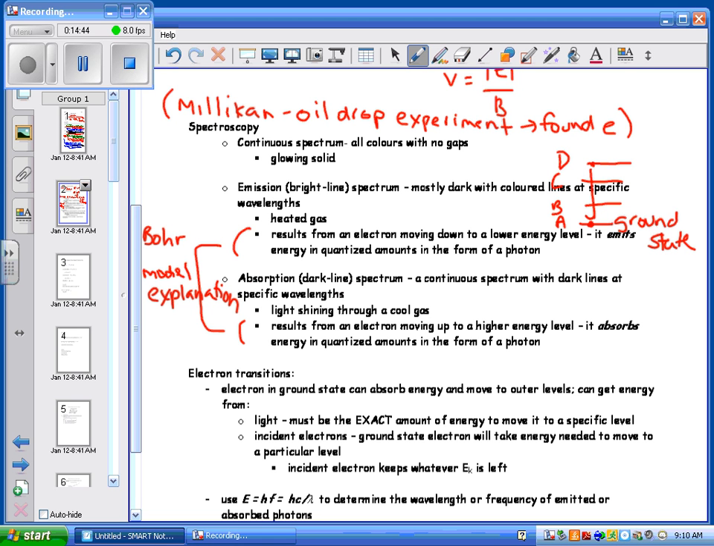So if it goes down there, if it goes that way, it's emitting. So it's an emission spectrum. If it goes the opposite way, it's an absorption spectrum, because it has to absorb energy from some way to get up there. So to absorb that energy, it can absorb it from two places.